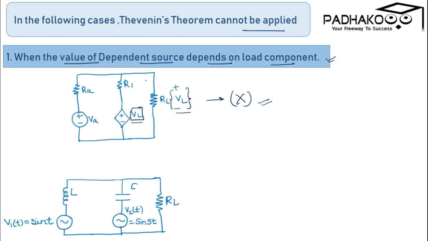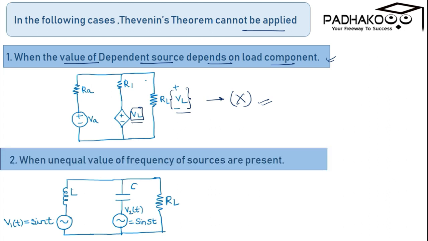Now, when sources of unequal frequency are present, for example if we have V1(t) as sin t and V2(t) as sin 5t, then the frequency is totally different for these two sources in the same circuit, and we cannot apply Thevenin theorem in this case also.